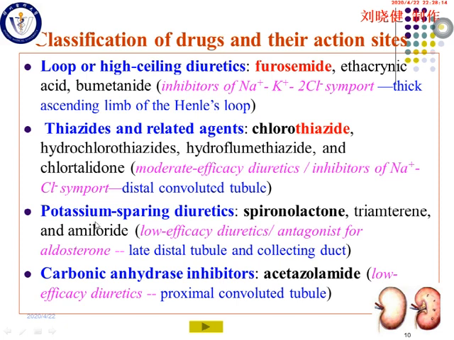Potassium-sparing diuretics include spironolactone, triamterene, and amiloride. They are low-efficacy diuretics. Spironolactone is an antagonist of aldosterone, and these agents act on the late distal tubule and collecting duct by different mechanisms. Carbonic anhydrase inhibitors act on the proximal convoluted tubule. Acetazolamide is a low-efficacy diuretic. Now look at them one by one in detail.